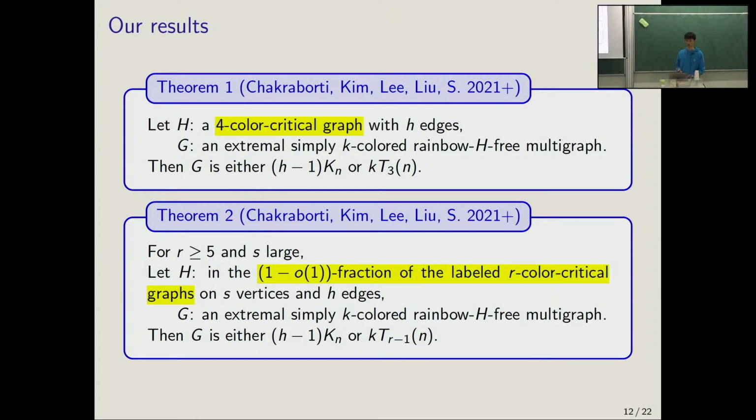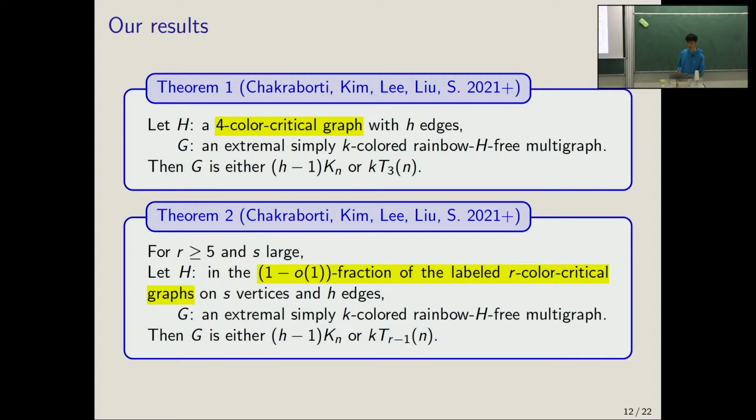Any questions? With the 4-color critical graphs, are we looking at h at most 4, or should h be at most the number of colors, or is that not? h is always the number of edges, small h. The number of colors is k, not 4. Oh, I see. Thank you. Okay, that helps. Okay, k is always the number of colors, and small h is the number of edges.